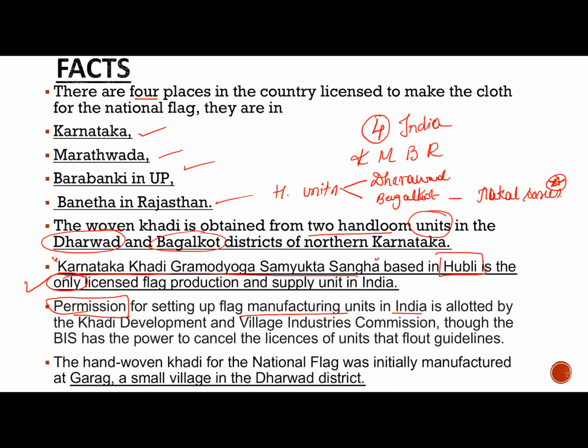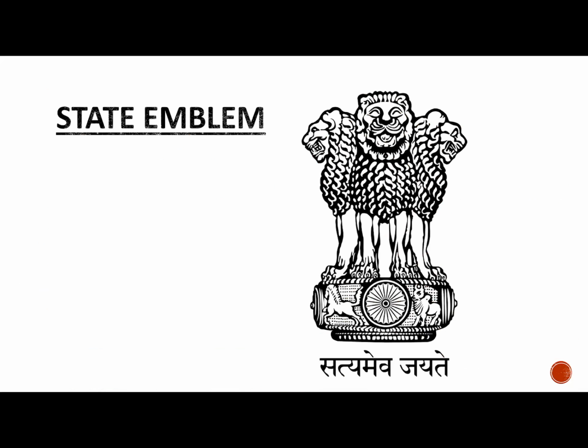The only licensed flag production unit is in Hubli, and the unit gets the permission to manufacture the flag from the Khadi and Village Industries Commission. The BIS, which I told you about in the previous slide, has the power to cancel the license. Garag, which is in Dharwad district, initially had the manufacturing license. Right now it does not.